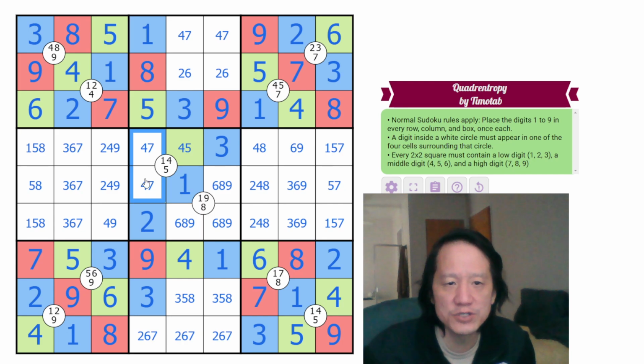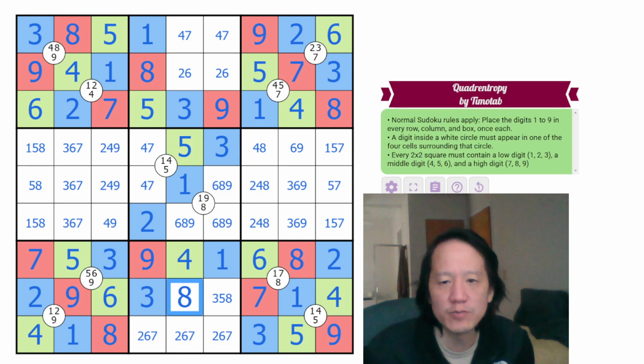So now you have a 4, 7, 4, 7 pair in box 5, which eliminates 4 and 7 from the rest of the cells in the box. So therefore, this is 5. This can't be 3 or 5, so now it must be 8, which makes this a high. This can't be 3 or 8, so it must be a 5, and that must be a middle digit.